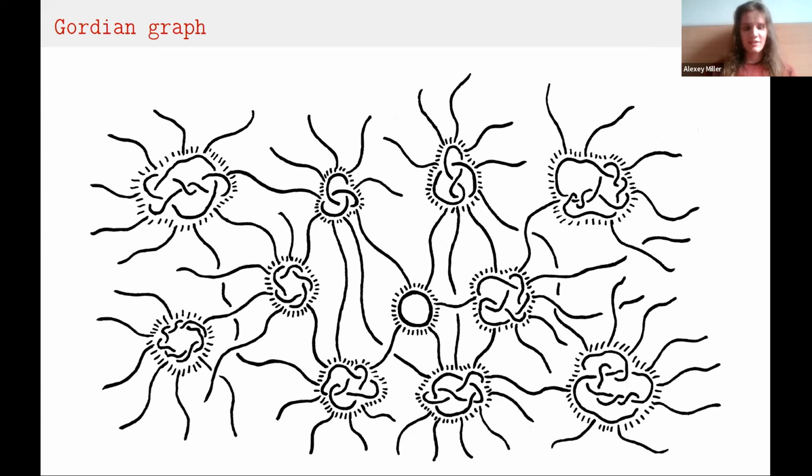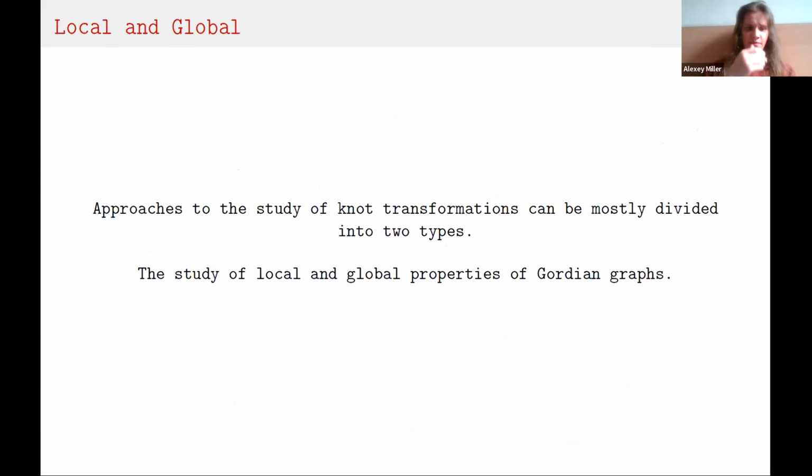Approaches to the study of knot transformations can be mostly divided into two types: the study of local and global properties of Gordian graphs. Global properties differ from local ones by being difficult to express outside the terminology of Gordian graphs. We are more interested in the global properties of Gordian graphs, but we give examples of both local and global properties.